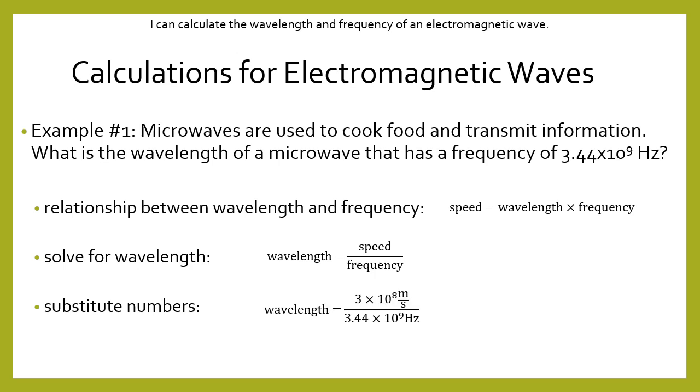So the speed, even though we're not given that here, we know what the speed of light is because light always travels at the same speed. And again, I will give you this number. You do not need to memorize it. 3 times 10 to the 8th meters per second. And I divide it by the frequency, which we're given of 3.44 times 10 to the 9th hertz.